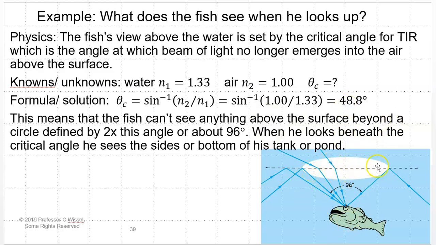That means the fish sees about a 96 or 97 degree angle here, roughly. So when he looks beyond the critical angle, looks over here somewhere beneath the critical angle, all he sees is the sides or bottom of his tank or pond. Now, if you ever watch people catch fish with their bare hands, they approach them close to the surface of the water. They're putting their hands over here. That means the fish can't see them. They're putting their hands over here, and then they grab the fish.